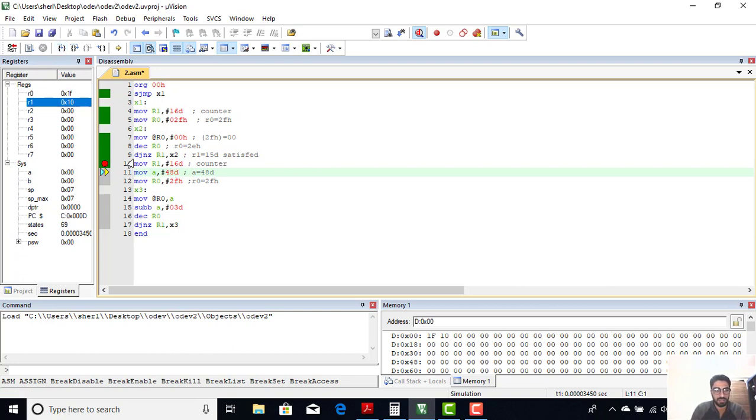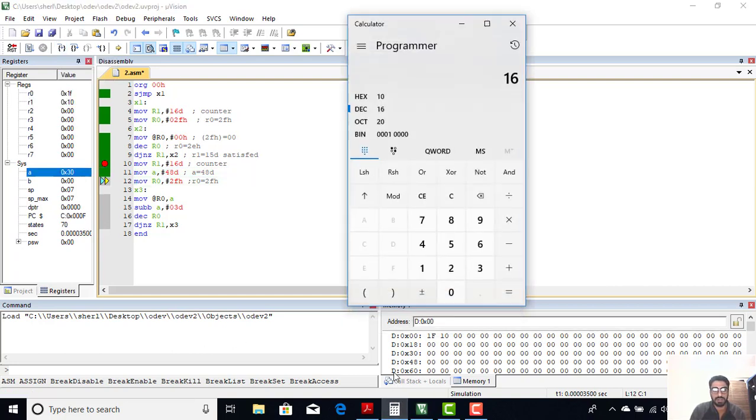As we saw in the previous label, when R1 is 16, it's 10 hex. 10 hex, it's all the same. And now we move to the accumulator 48 decimal, which is 30 hex. You can see it from here. We're using the decimal 48, which is 30 hex, as you can see again here.